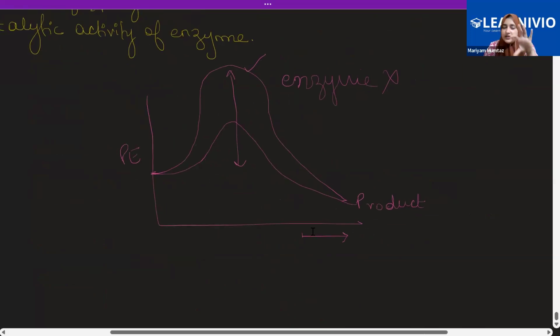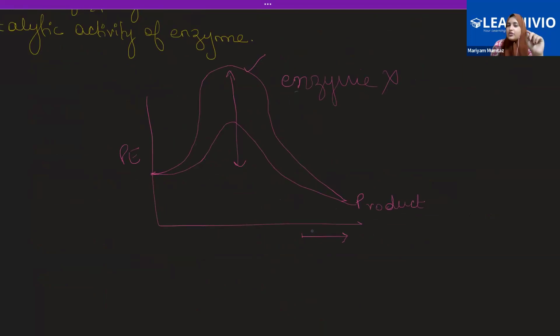Now there is this particular graph that shows you that if the enzyme is not present for a chemical reaction, the amount of energy required to complete the reaction and form the product will be very high. But when you apply the enzyme to the chemical reaction, the activation energy reduces. Clear?